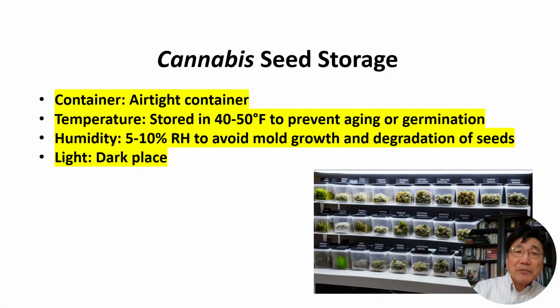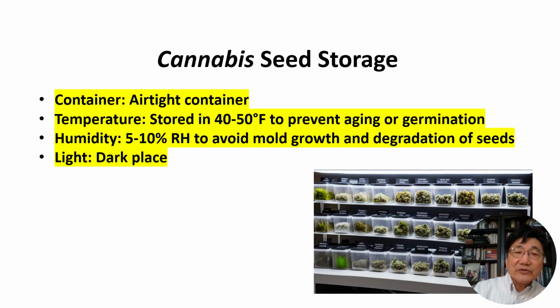Up to 90% of cannabis seeds lose their viability within a year under improper storage conditions. Therefore, to properly preserve the seeds, they must be stored in a location with optimal conditions. Temperature plays a significant role in seed storage.